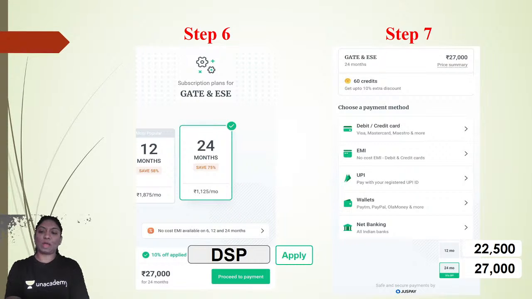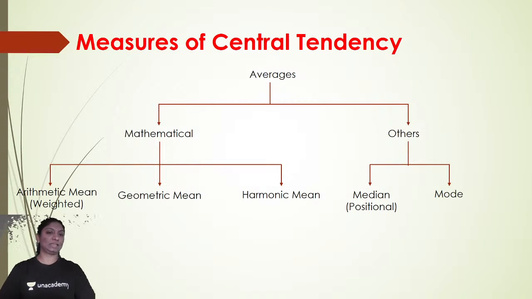Now moving forward, let's start our actual topic, that is measures of central tendency. In this topic we will see how to find out the averages. There are two types of averages. One is mathematical average and second is other averages.